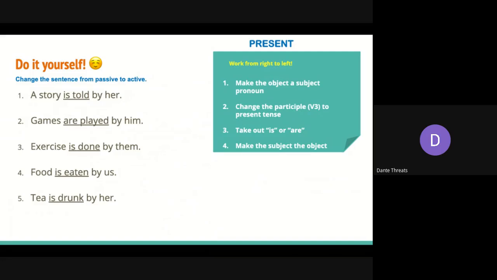Give that a couple minutes. Again, it's kind of done in reverse, so make sure you are using this chart to help you in changing from the passive to the active voice. I'll give you just a couple minutes and we'll check in with your answers.